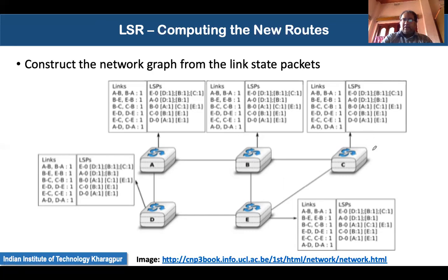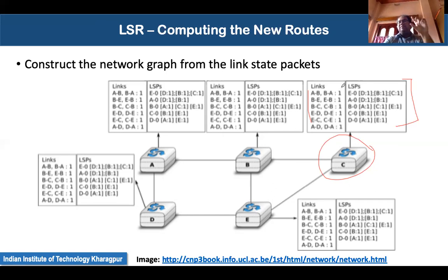Consider node C. Node C has got this link state packet. Once node C gets that link state packet, you can reconstruct the links. From the link state packets, you can see that from A to B or B to A, there is a link with cost 1. From B to E and E to B, there is a link with cost 1. From B to C and C to B, another link with cost 1. From E to D, D to E, a link with cost 1. E to C, C to E, a link with cost 1. E to D, D to A, a link with cost 1.